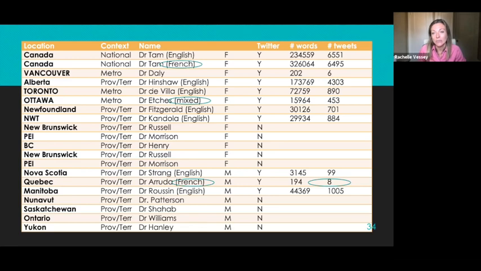So how do we account for distinct language boundaries, mixed language boundaries, different amounts of data? So the chief medical officer of Quebec tweets in French, but only 8 tweets. These are all meaningful things. They're choices, but they produce a really challenging data set in terms of norms for corpus linguistics research.